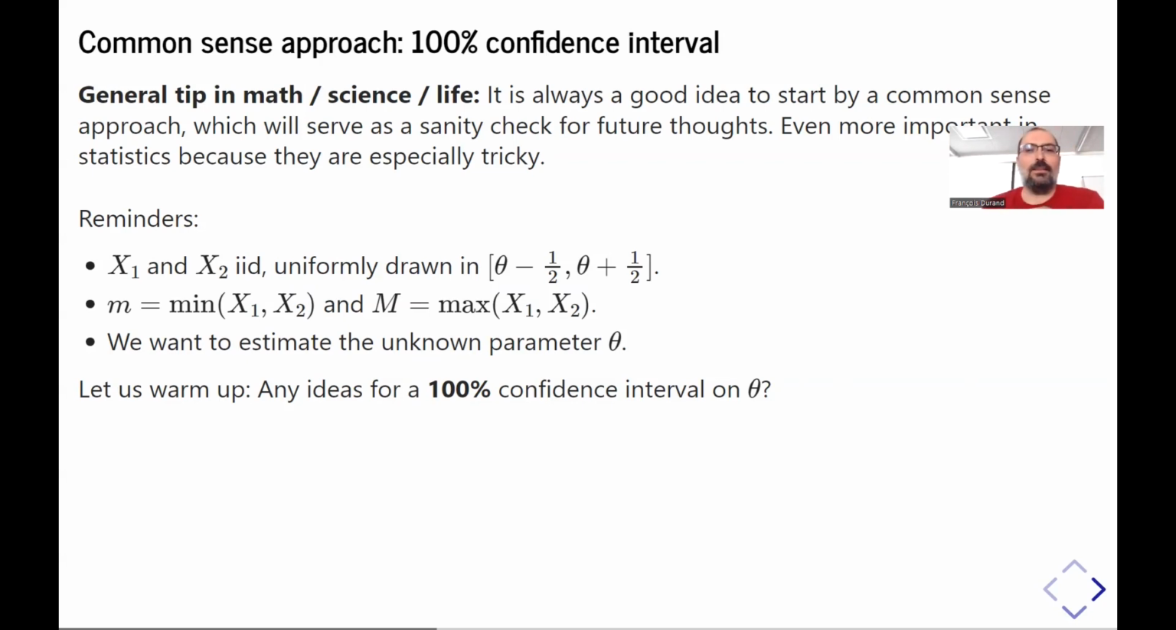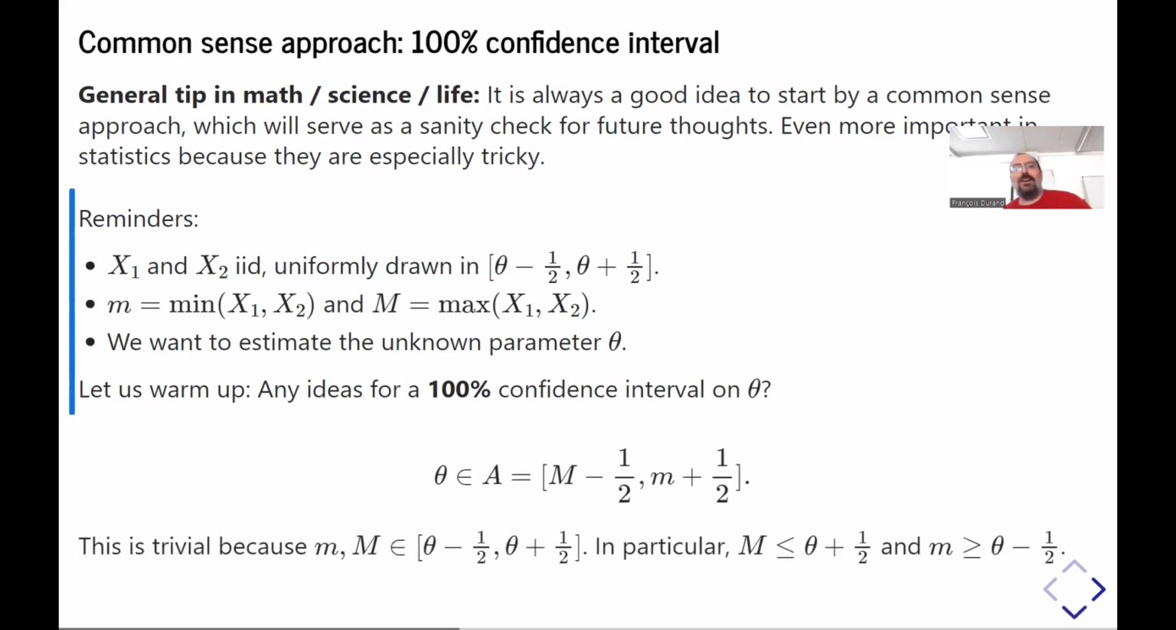So the distribution is uniform on theta minus 1/2 to theta plus 1/2. Yes, max minus 1/2, min plus 1/2. Thank you, you're not asleep. So that's the confidence interval that I will denote A, for all possible values, which is big M minus 1/2 to little m plus 1/2.